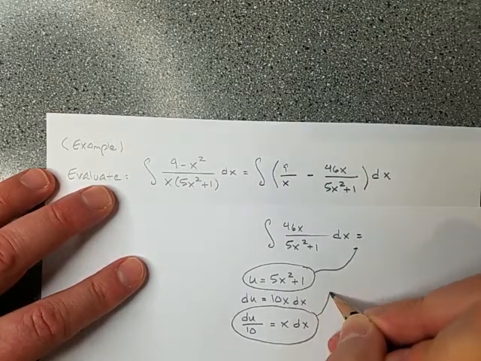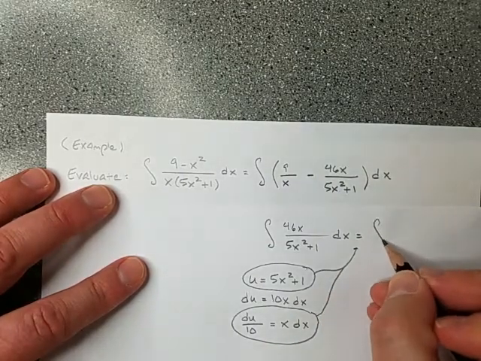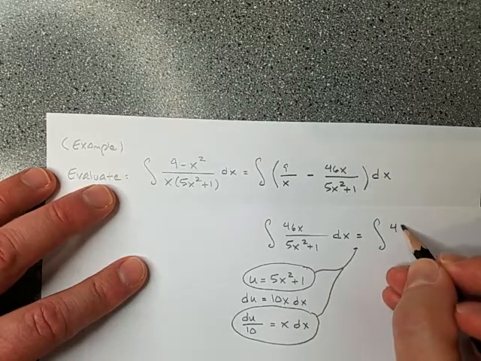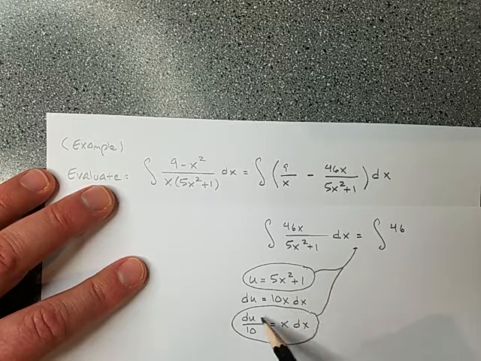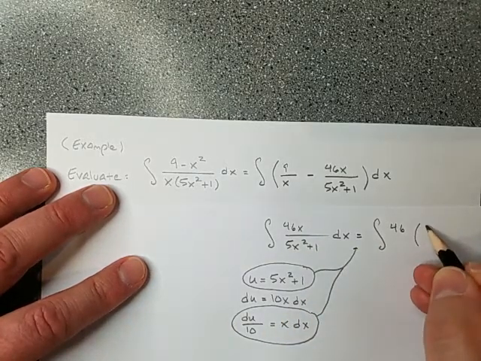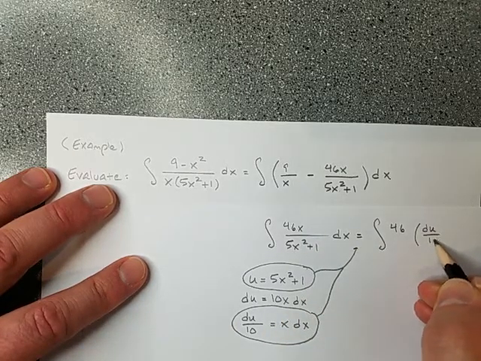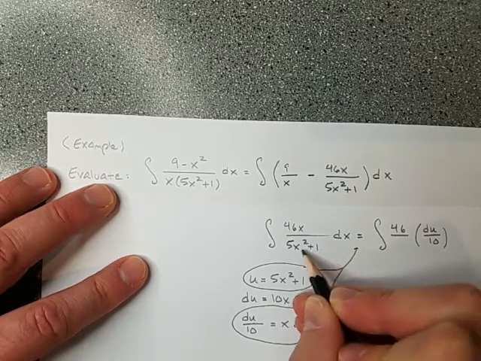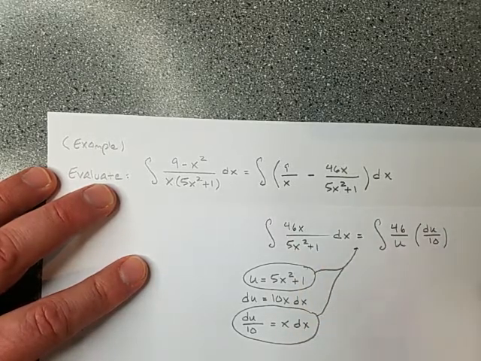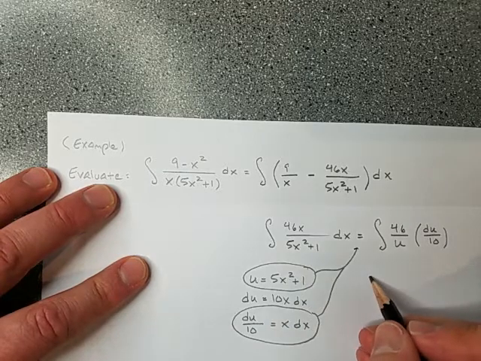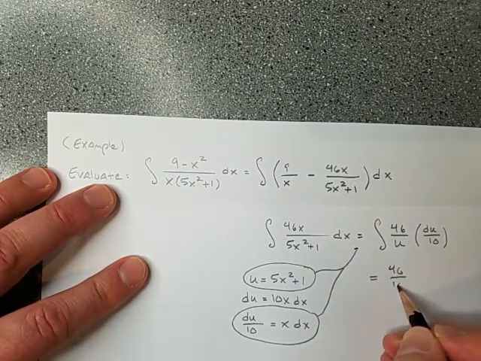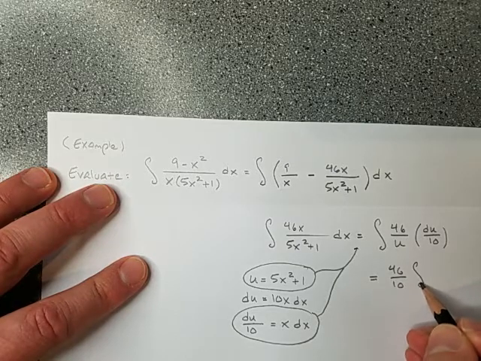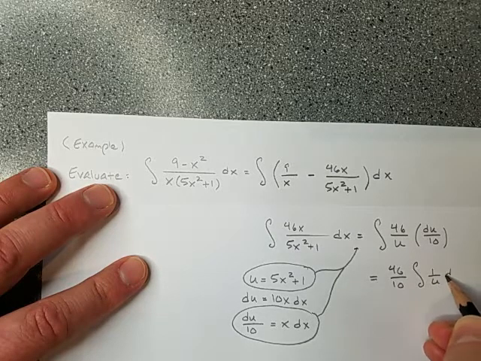By now, if you're in Calculus 2, you've done lots of u substitution. All right. But I got this number 46. X dx, that will be du over 10. Okay? And then 5x squared plus 1, that will be u. Okay? So numbers, I get 46 over 10, which I can reduce, but I'm not really worried about it at this point.